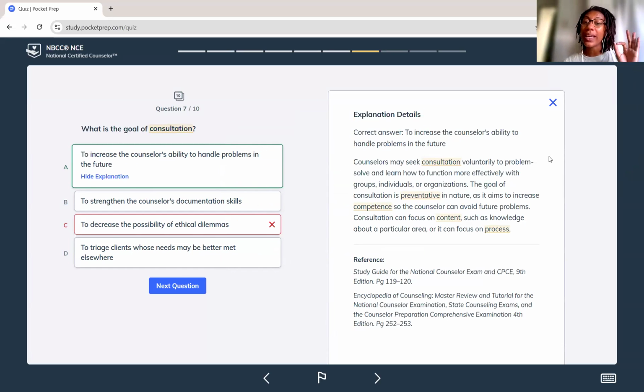The correct answer is A, to increase the counselor's ability to handle problems in the future. Counselors may seek consultation voluntarily to problem solve and learn how to function more effectively with groups, individuals, or organizations. The goal of consultation is preventative in nature, as it aims to increase competence so that the counselor can avoid future problems. If you don't know what competence is, look up that word. Consultation can focus on content, such as knowledge about a particular area, or it can focus on process.